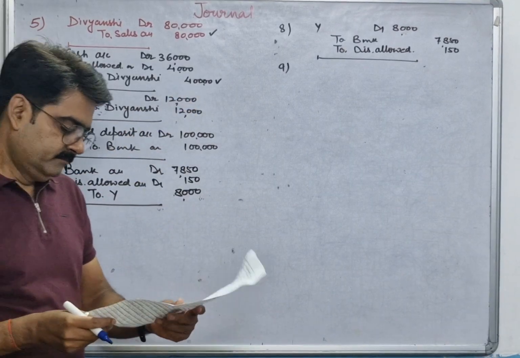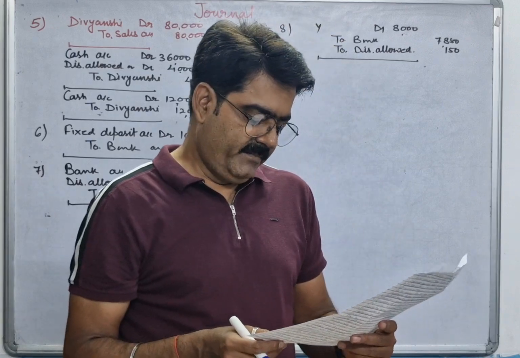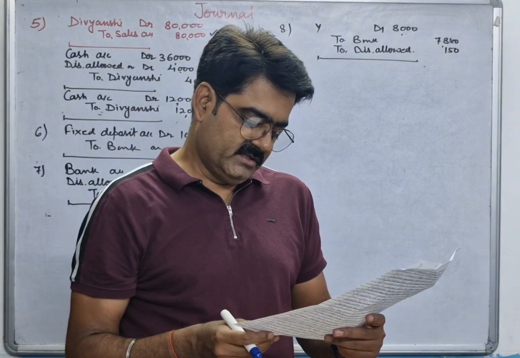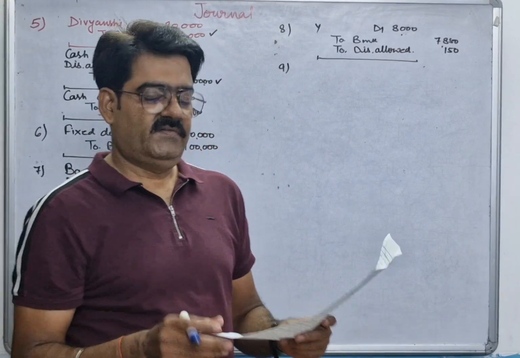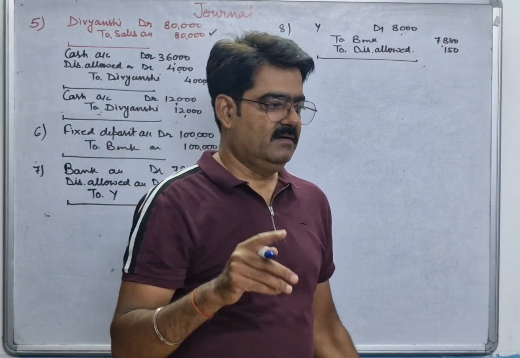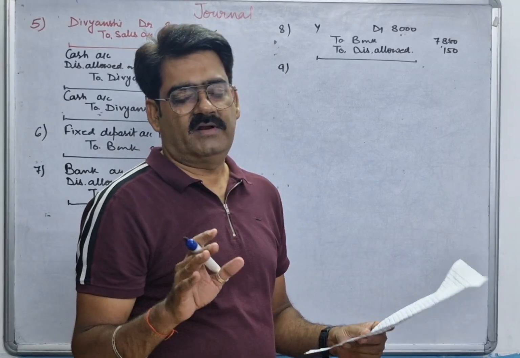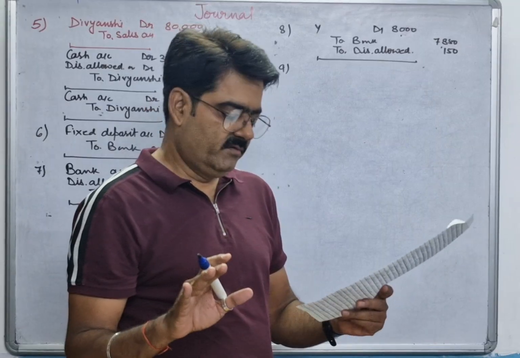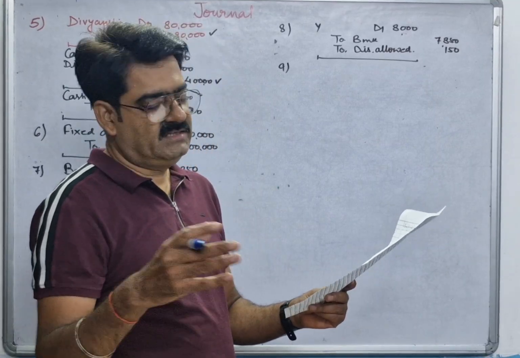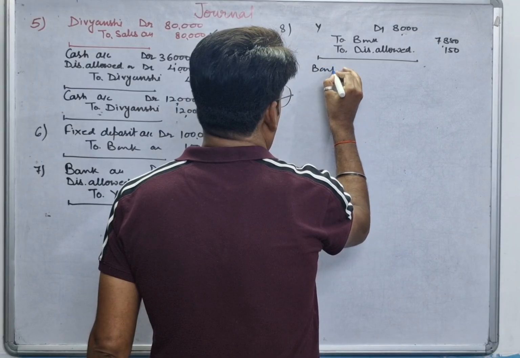Next is Z became insolvent and 40 paise in a rupee could be received from his estate by check which is deposited into bank, and Z had to pay rupees 8,000. तो receivable amount from Z was 8,000 और insolvent हो जाता है, bankrupt हो जाता है, and we are receiving only 40 paise in a rupee. 40 paise in a rupee means 40% amount we are going to receive through check, and that check will be deposited into the bank. So bank will be the receiver, bank account debit.